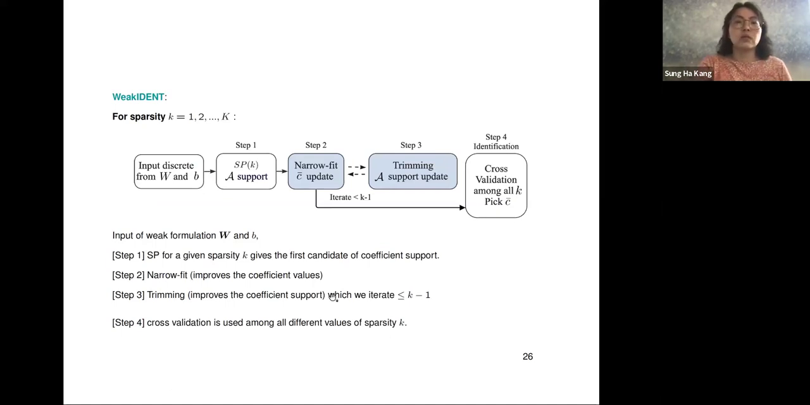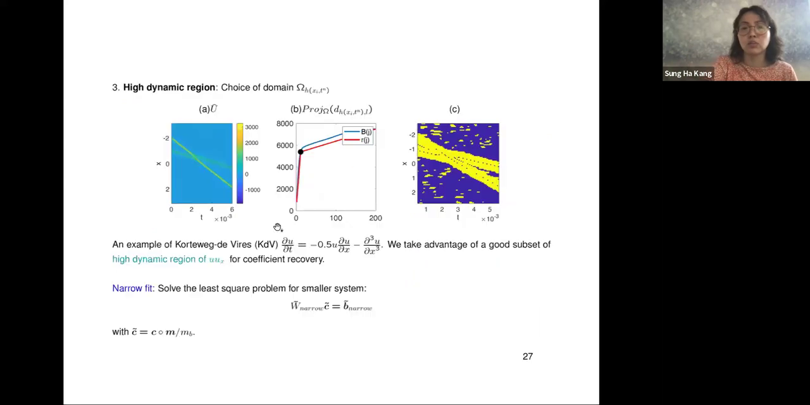So the weak ident goes like this. You have an input data, which is in a weak form. So WB also is a weak form. And you use SP. Now in the SP, K is equal to 1 or K is equal to 2. To fix K, you find the best support, but we further trim it. So the term which doesn't contribute to UT, we cut. And among the features that you have, the right support, now when you fit to find the coefficient value, we only use the dynamic region, high dynamic region.